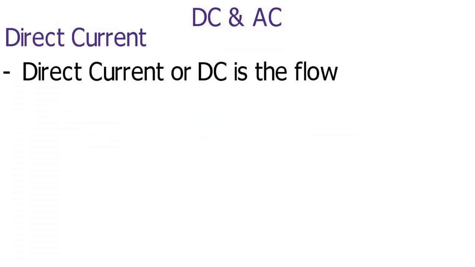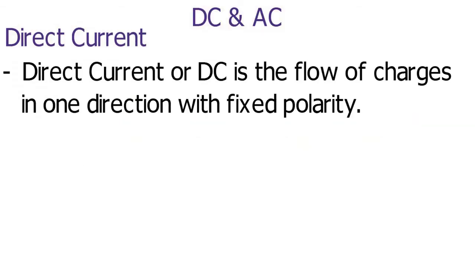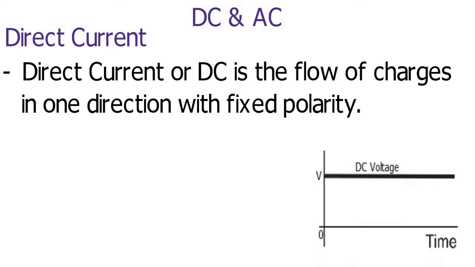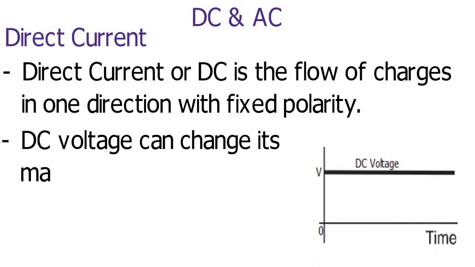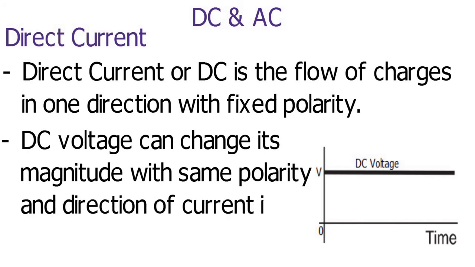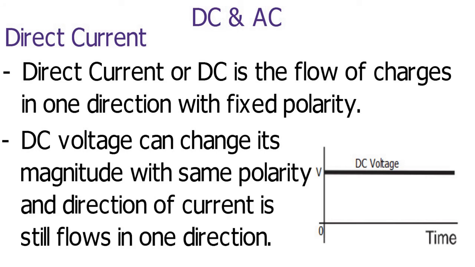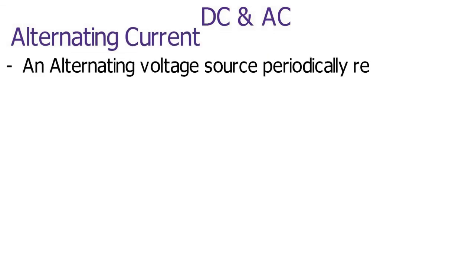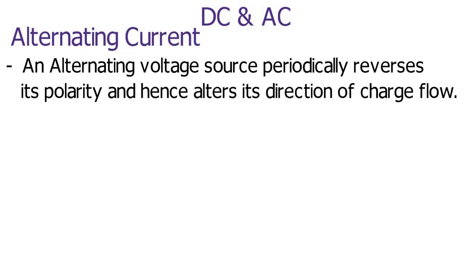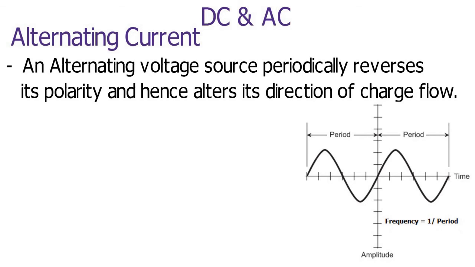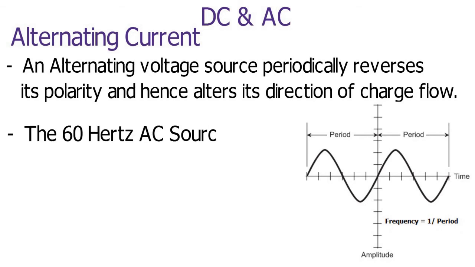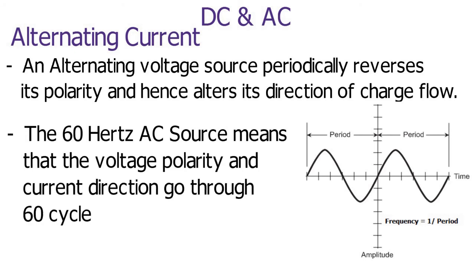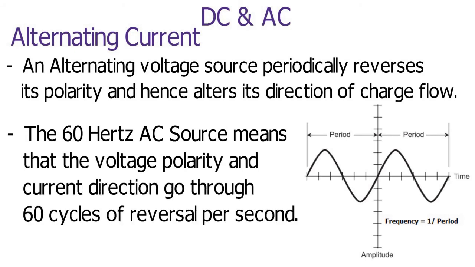Direct current or DC is the flow of charges in one direction with fixed polarity. DC voltage can change its magnitude with the same polarity and direction if current still flows in one direction. An alternating voltage source periodically reverses its polarity and hence alters its direction of charge flow. The 60 Hz AC source means that the voltage polarity and current direction go through 60 cycles of reversal per second.